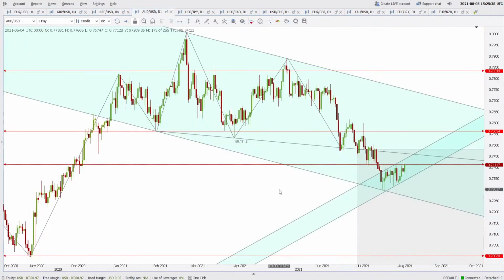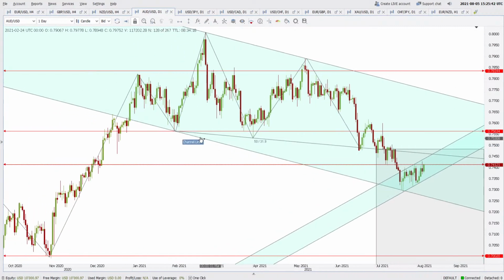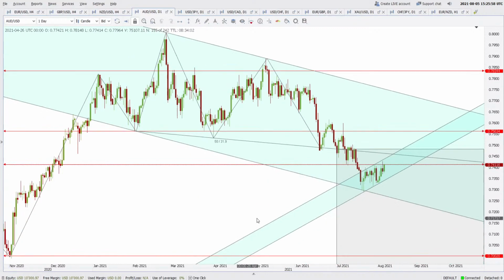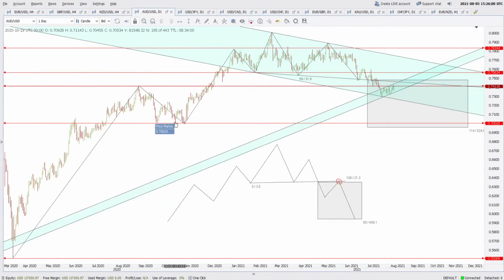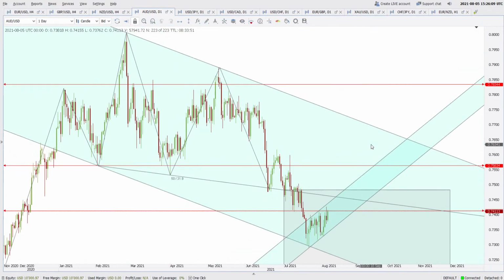Let's talk about the Australian dollar. The Australian dollar has reacted to the falling channel's support line, and right now, when we are talking about it, it is trading at 0.7412, which is a previous support and a previous resistance on the 29th of last month. This level was also a resistance on 1st of September last year. So this is an important level where the price is sitting right now.